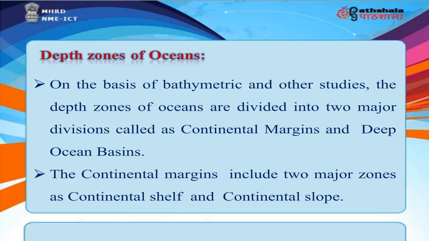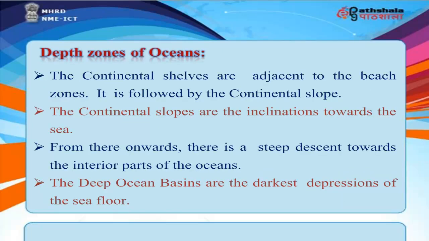Depth zones of oceans. On the basis of bathymetric and other studies, the depth zones of oceans are divided into two major divisions called continental margins and deep ocean basins. The continental margins include two major zones as continental shelf and continental slope. The continental shelves are adjacent to the beach zones. It is followed by the continental slope. The continental slopes are the inclinations towards the sea. From there onwards, there is a steep descent towards the interior parts of the oceans. The deep ocean basins are the darkest depressions of the sea floor.